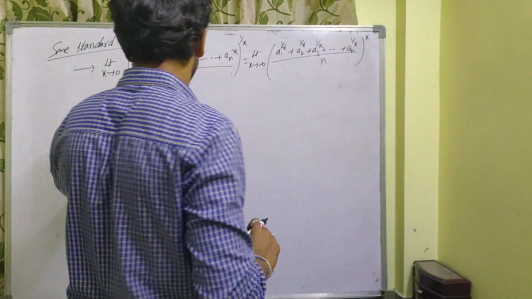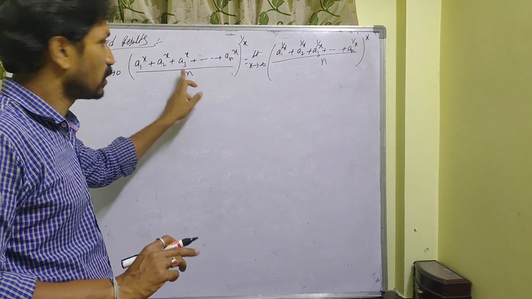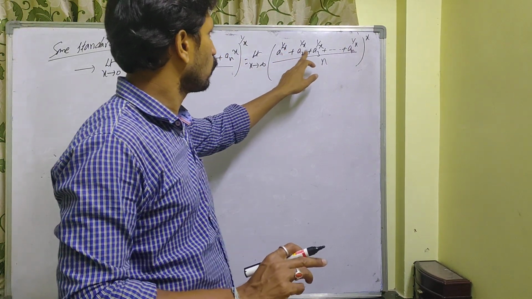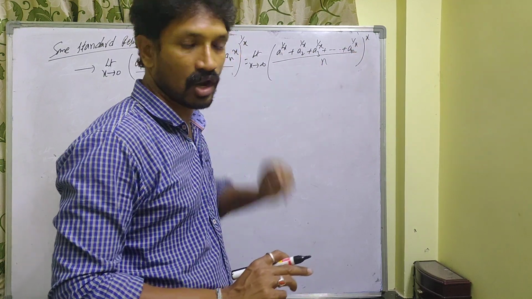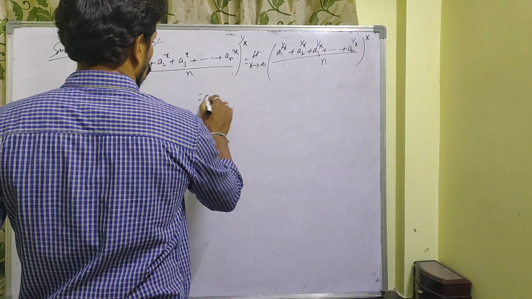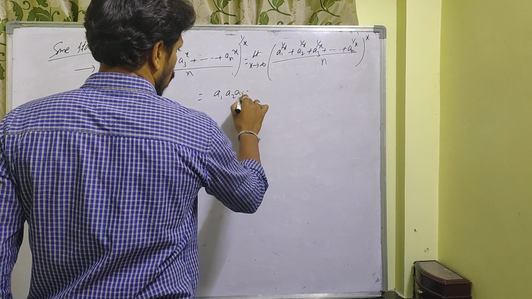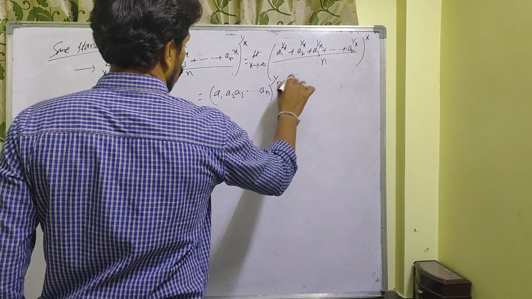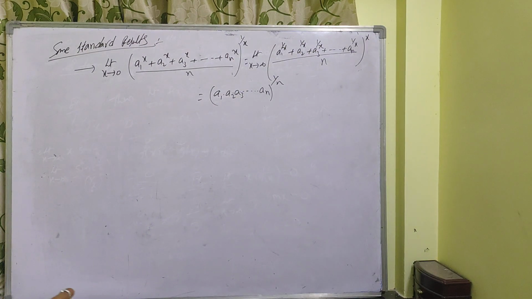Here you just understand how many terms are there in the numerator: 1, 2, 3 up to n. So here an power 1 by x, here power x. In the denominator, how many terms are there? n. So the denominator is n. This value is equal to a1 into a2 into a3 into and so on an, whole power 1 by n.